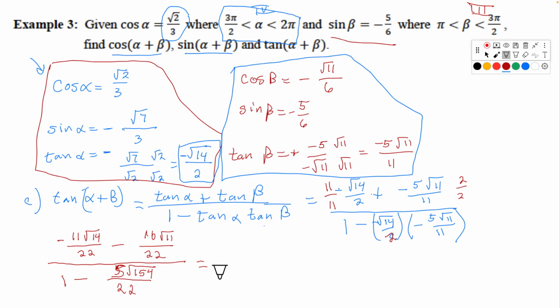What we do now, yes. Why is the 5 over radical 11 over 11 negative instead of positive?